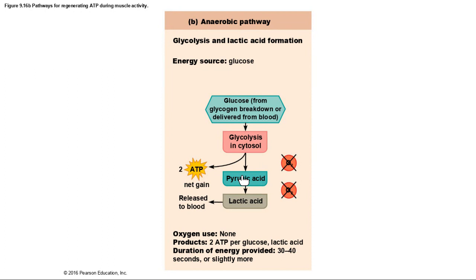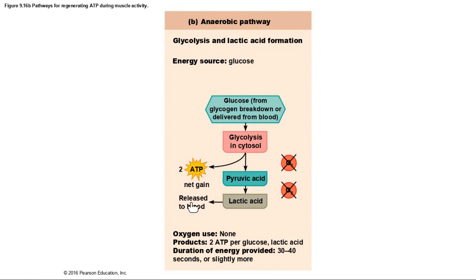So what happens to it then? We have to do something with it. So what will happen is the pyruvic acid will be converted into something else that's useful. Pyruvic acid will be converted in the absence of oxygen into something called lactic acid. Now, lactic acid will then be released into the bloodstream, and it will be sent to places like the liver.